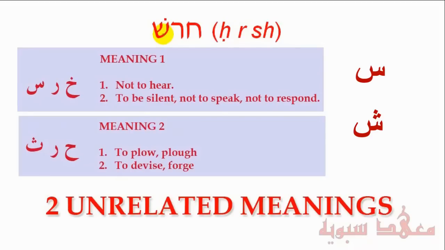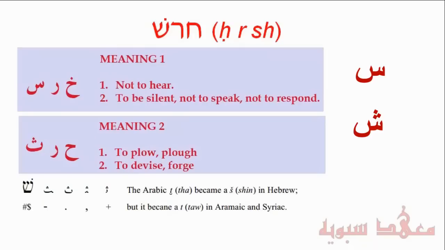And one final point I want to mention, the Arabic tha, which is this letter here, becomes a sheen in Hebrew. So this is the point I want to mention here. This actually became a sheen in Hebrew. So it actually became this letter here. So there was a merging. And therefore this letter does not exist. And that explains the lesser number of letters in the Hebrew language.